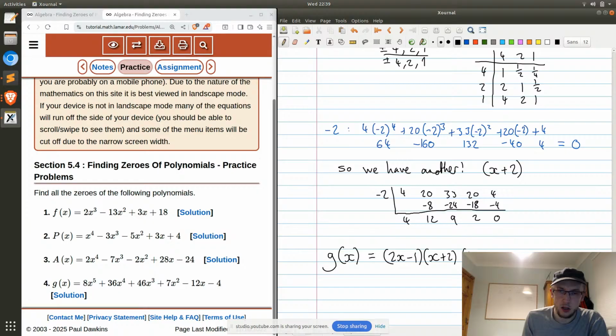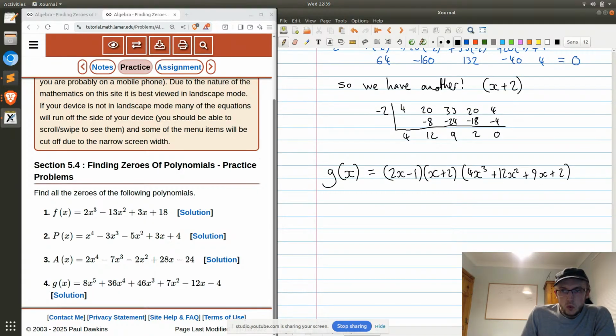Wait, no, that's fine. That's fine. Oh, no. No, no, no. It's a cubic. It's a cubic. It's a cubic. 4x cubed plus 12x squared plus 9x plus 2. Getting very close.